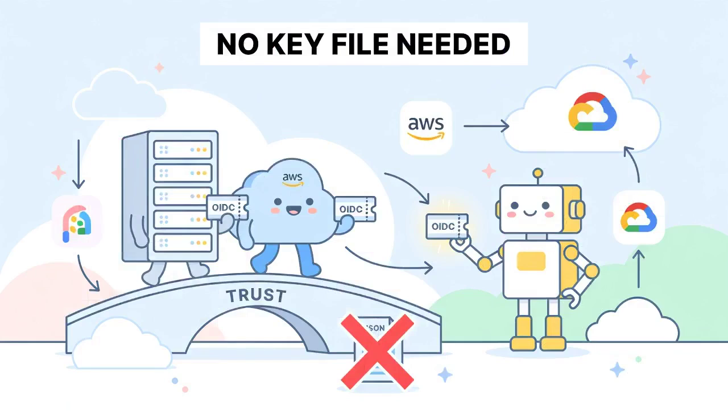Third, and this is the modern best practice, workload identity federation. Instead of issuing a long-lived JSON key to an external workload running on premises, in AWS, or in another cloud, you trust the identity provider it already uses. The external workload presents its own OIDC or SAML token, and Google exchanges it for a short-lived Google credential. No key file is ever stored.